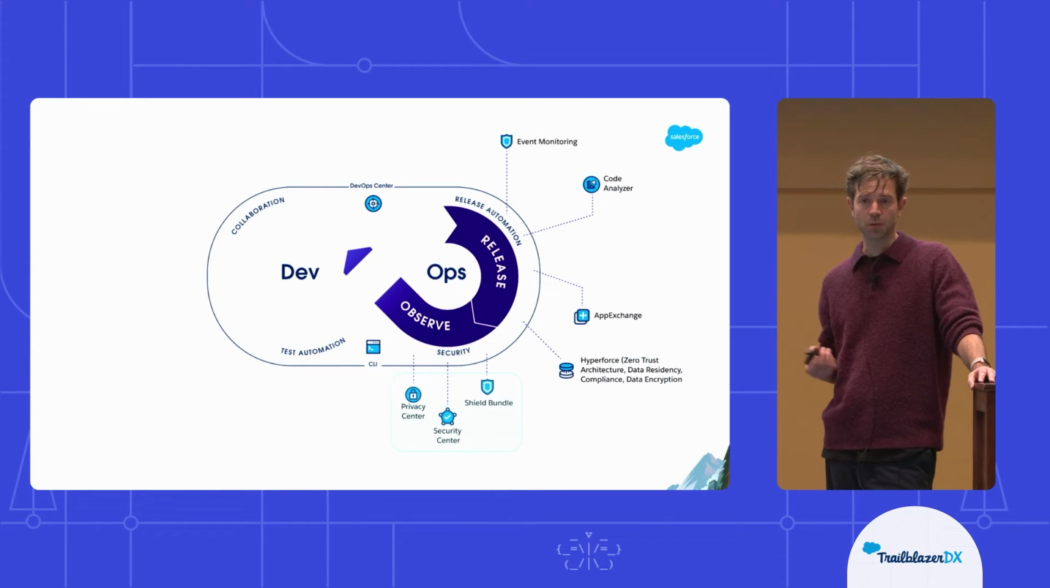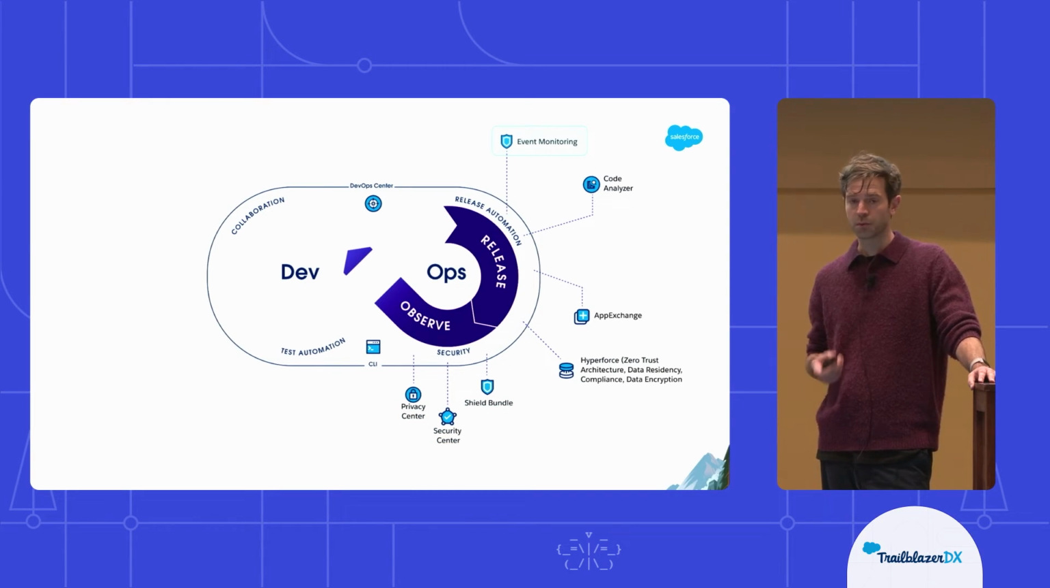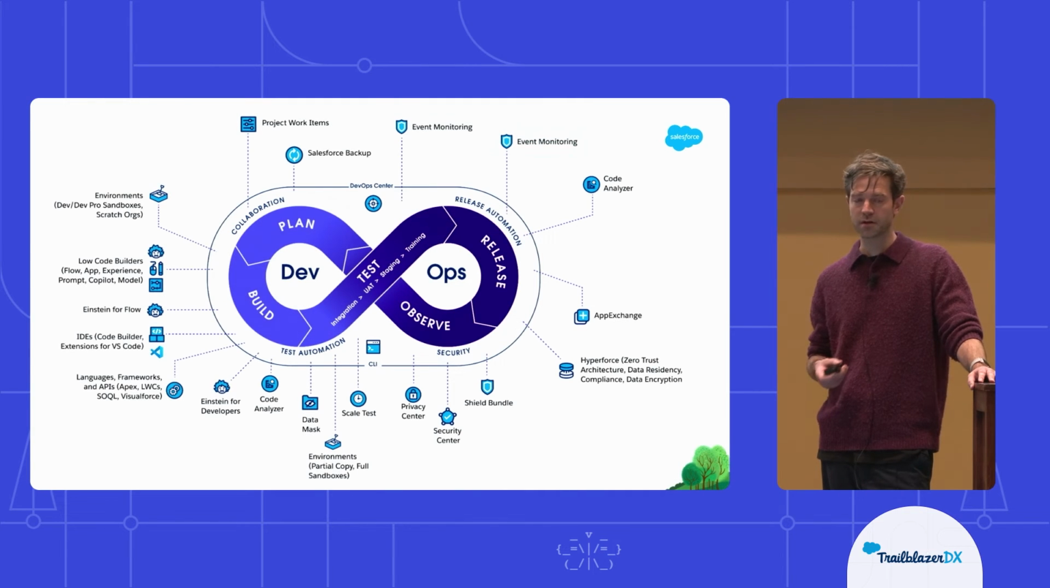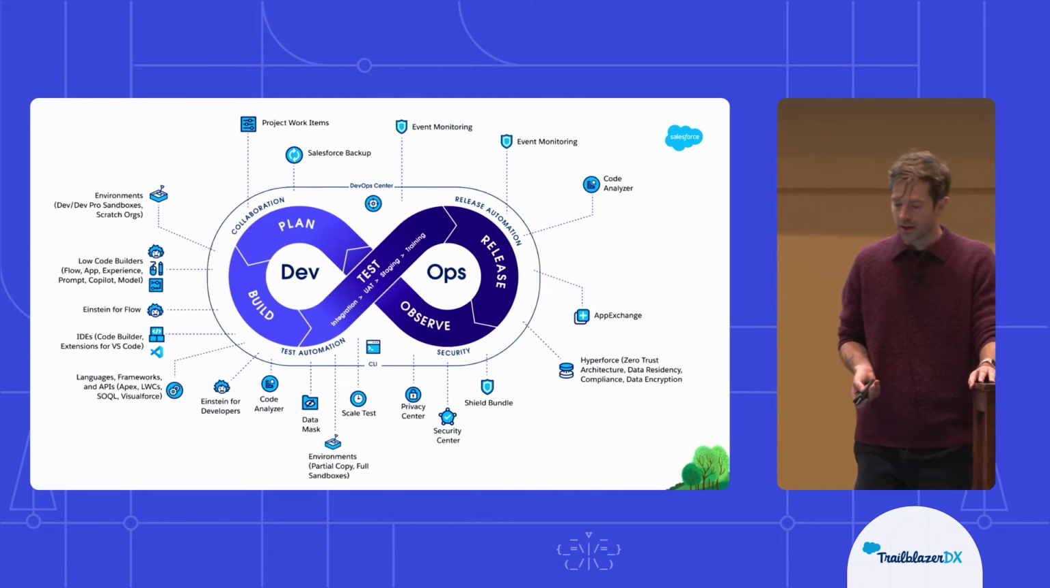Once those changes are in the wild and being utilized by end users, your observability engineer can leverage our suite of privacy and security tools while also monitoring events and user behavior. With this information, they can help with the process of planning what needs to be done next, bringing us back to the start of our iterative cycle. And as we zoom out, we can see our key tools mapped along the way.